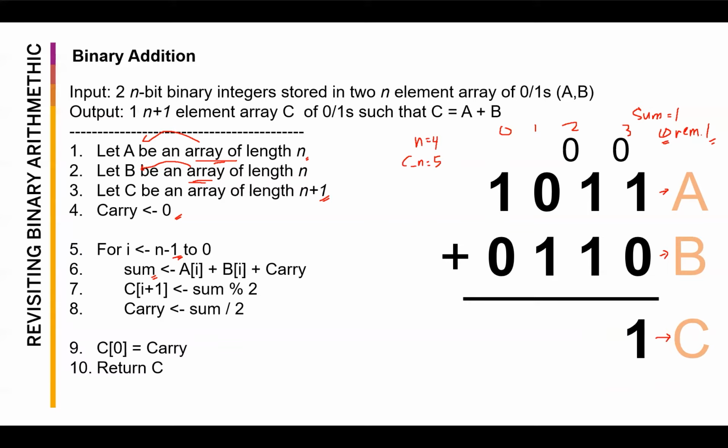Why is carry 0 again? We are doing integer division. If you recall the long division that we all did in grade school, 1 divided by 2 is 0. 0 times 2 is 0, and 1 minus 0 is equal to 1. So this is the integer division, and this is the remainder, or the modulo. This pertains to line 7, and this pertains to line 8.